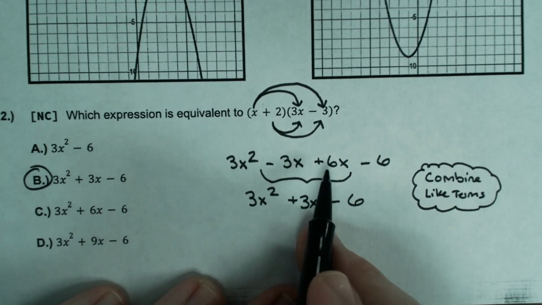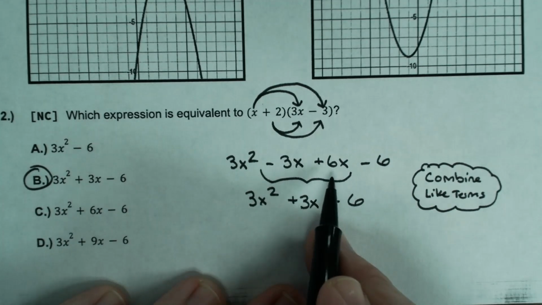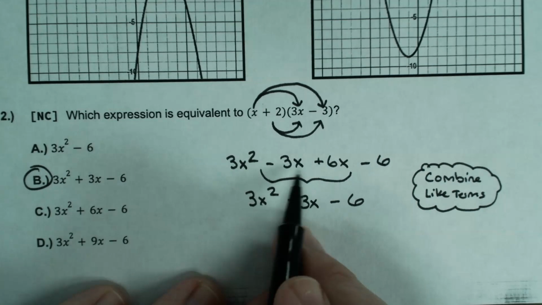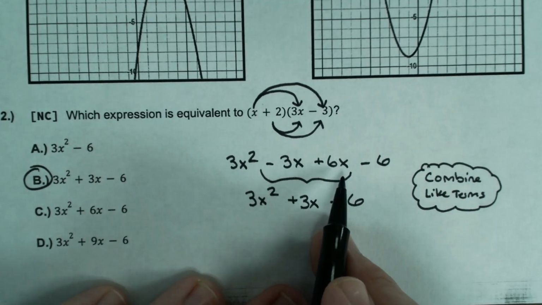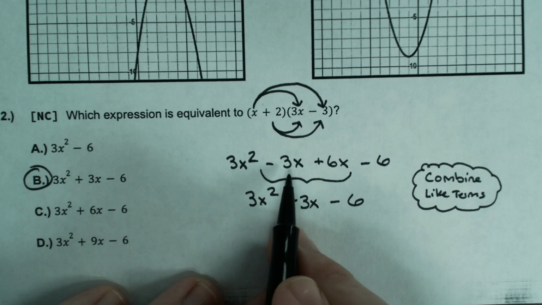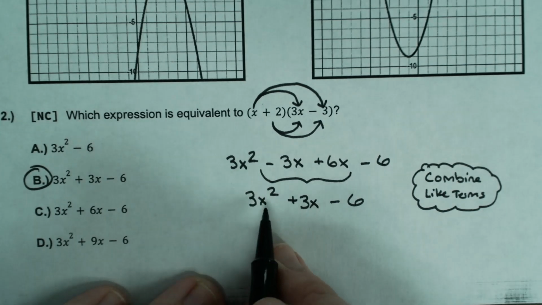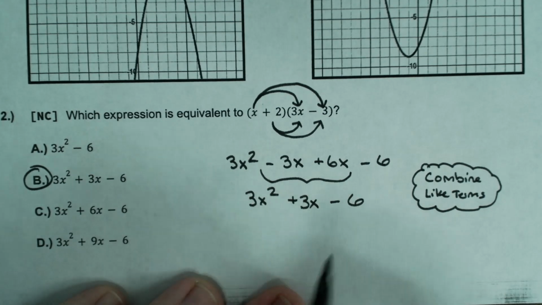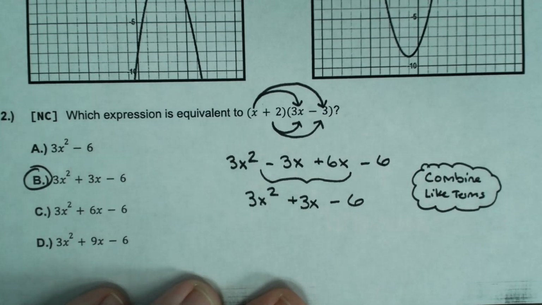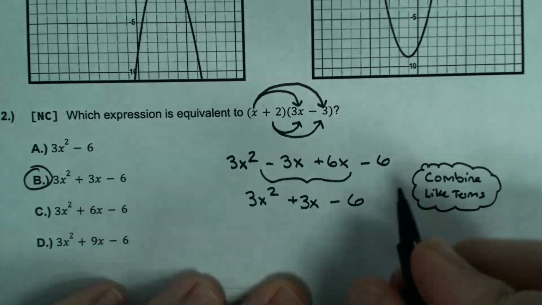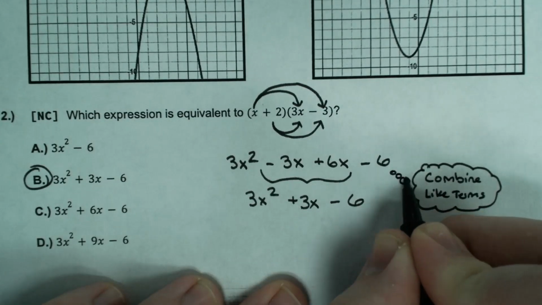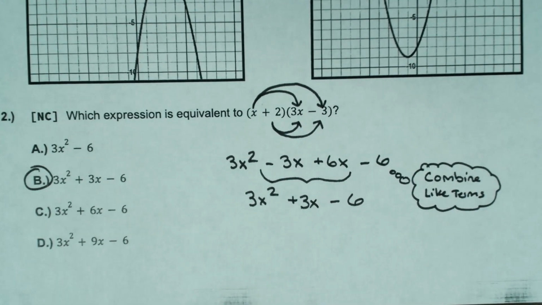Negative 3x and positive 6x, because they both had an x, and both those x's didn't have an exponent, really they have an exponent of 1, they're like terms, and so you just add those coefficients. Negative 3 plus 6 is positive 3x. Leave the 3x squared alone up front, and leave the minus 6 alone on the back. Sound okay? Any questions before I move on?